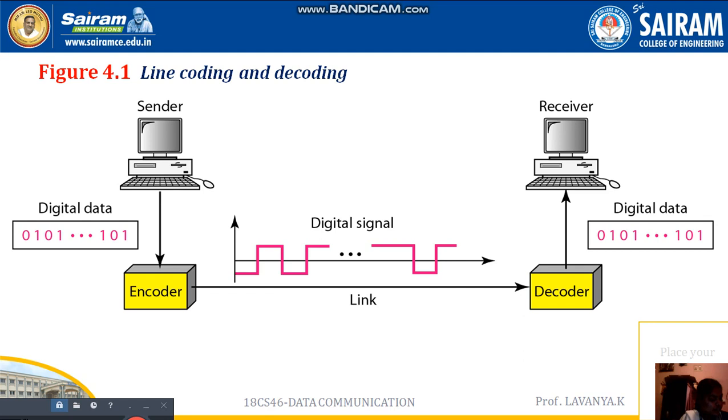A signal element is the shortest unit, or a time base, of the digital signal. In other words, whatever we need to send is the data element, and whatever we can send is the signal element. That we call the signal element as well as the data element. The next one is data rate versus signal rate.